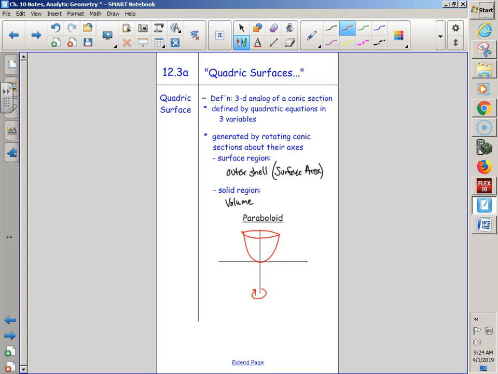Did you guys see me do rotation arrows? Okay. Super important that you show that. On the test, there are going to be problems where I tell you, revolve it about this. Rotate it about this. And if you do the wrong one, you'll get the wrong shape.